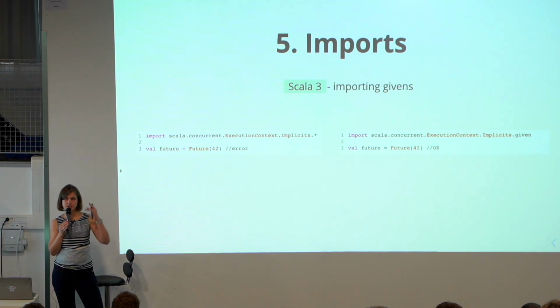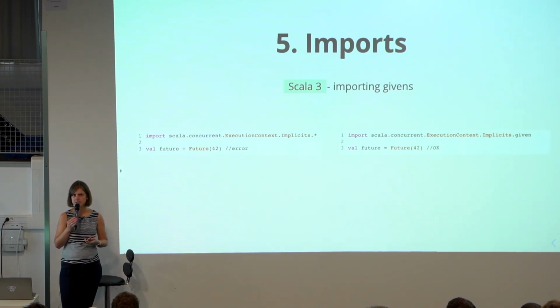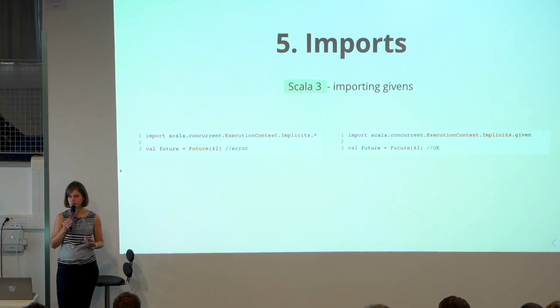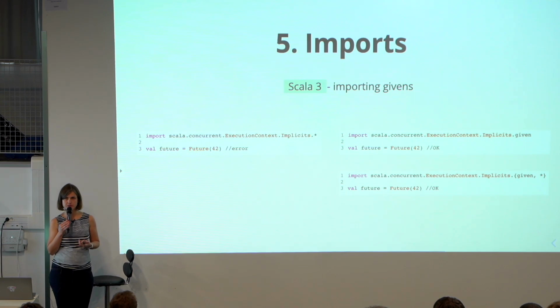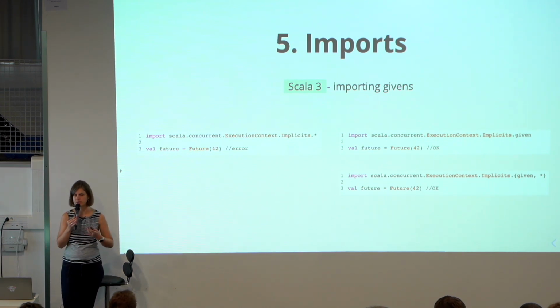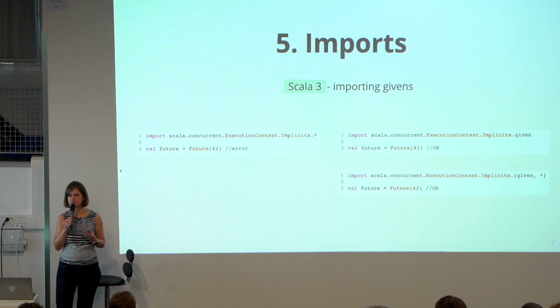So that makes it a bit more explicit in the long list of imports, which imports actually import some givens for you. So it makes it easier to find. And if you do want to import really everything, then you can use this given, comma, asterisk syntax, and then you really import everything. But you see it, you see instantly what happens here.